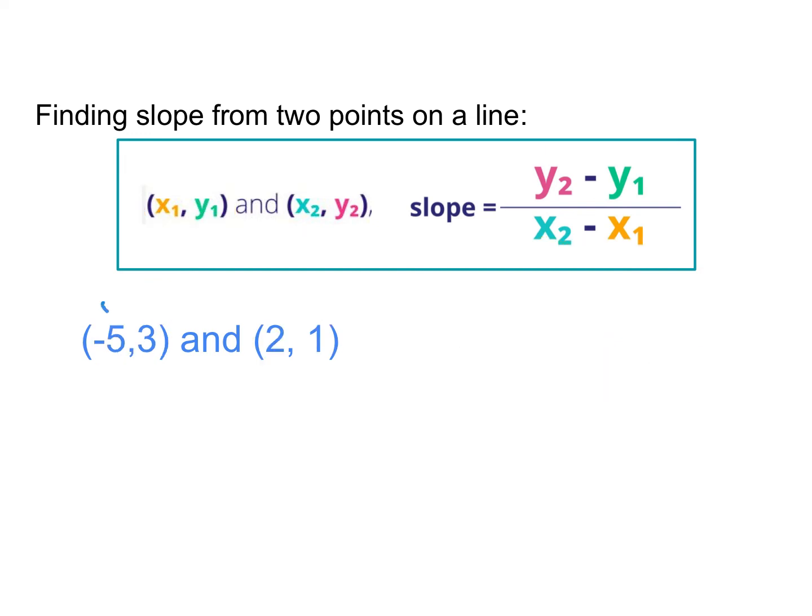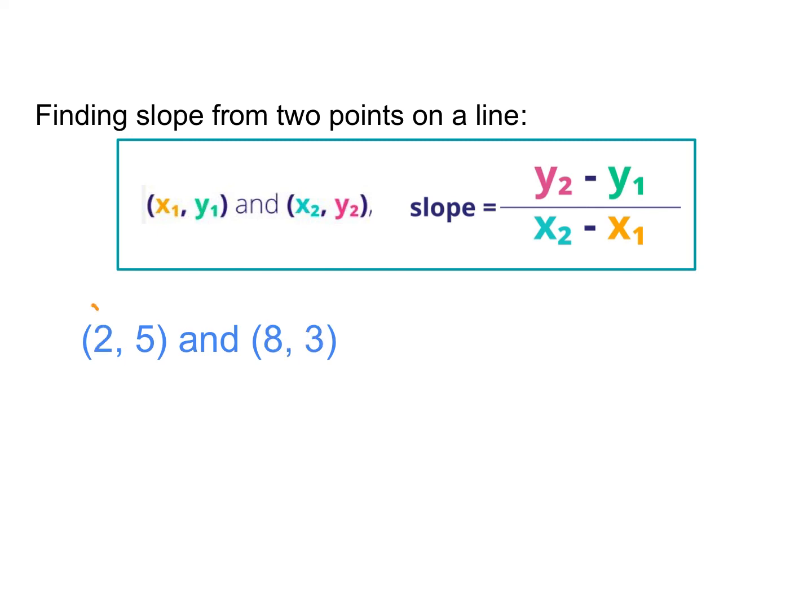Let's do another one. x1, y1, x2, y2. All right, I've labeled them, so I'm going to take my y2, which is 1, minus my y1, which is 3, over my x2, which is 2, minus my x1, which is -5. Okay, again, I can do this problem. 1 minus 3 is -2. 2 minus -5, 2 minus a -5 is the same thing as saying 2 plus 5, which is 7. That can't simplify, so I'm going to leave it as -2/7.